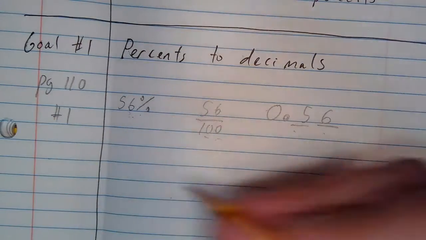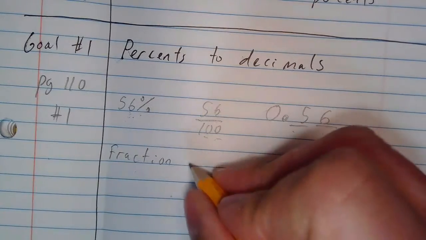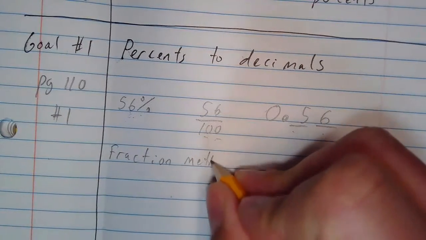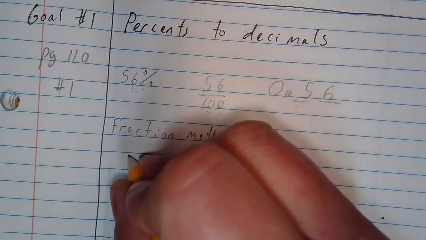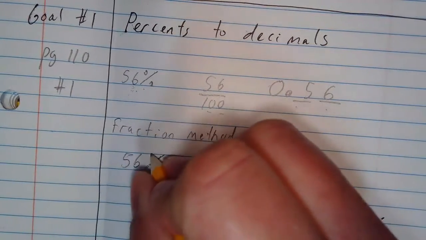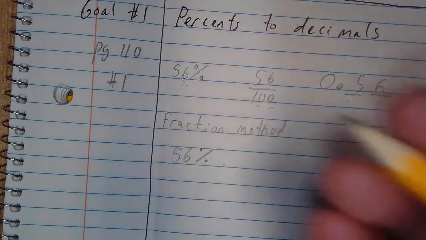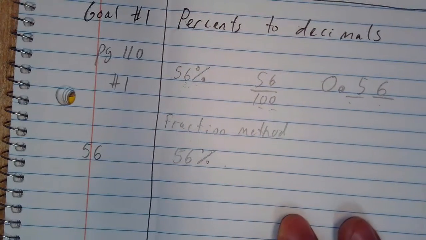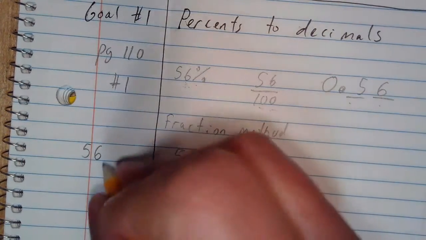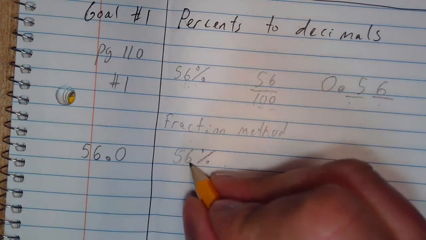So the other way is, let's just call this the fraction method. I'm going to show you the decimal method. Well, all you have to do is move the decimal point. We have 56%. Let me remind you something. 56 is a whole number. As a whole number, it would look like that, and if you had a decimal point, it would look like this: 56.0.